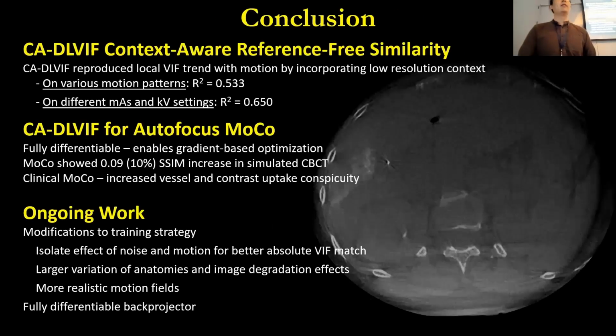So in conclusion, we developed a context-aware neural network called CADLVF that can recreate the VIF value without a reference image. The CADLVF performed decently under our testing conditions with different motion patterns and scanning protocols. And based on its fully differentiable nature, we also developed a gradient-based deformable motion compensation framework.